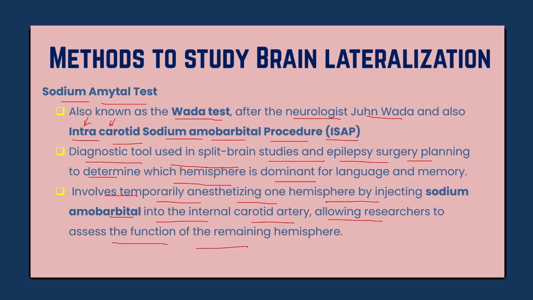So what happens here is that one side, or one hemisphere, is anesthetized by using sodium amobarbital. In this way, no function happens in that hemisphere. The other hemisphere will be the only functional part of the brain. And then the researchers see what functions the patient is able to perform without any difficulty, and what functions the patient is not able to perform. Those functions that the patient is not able to perform will be attributed to the part of the brain which is non-functional due to anesthetizing by sodium amobarbital. Alright.